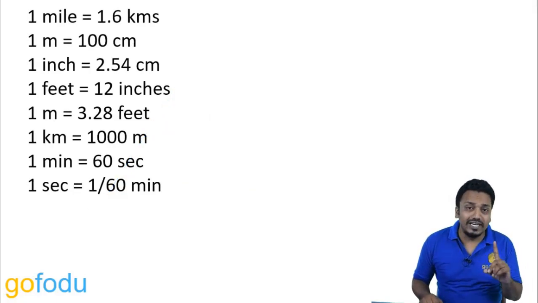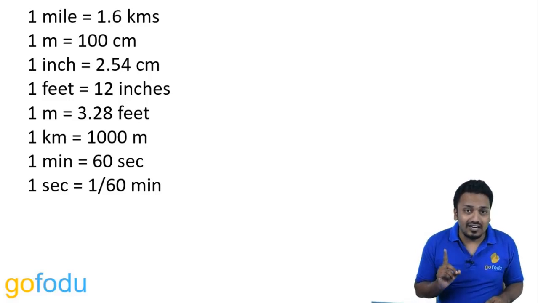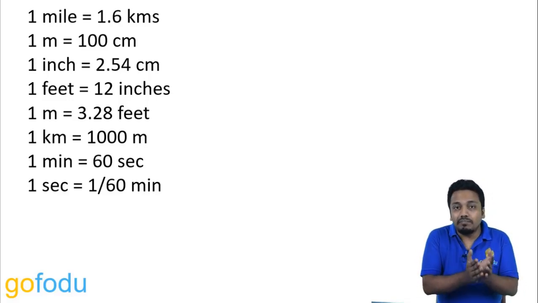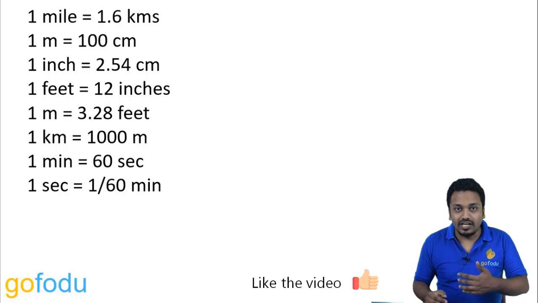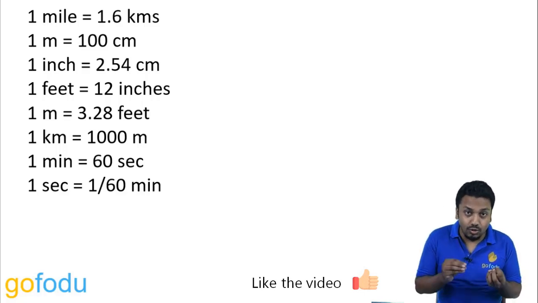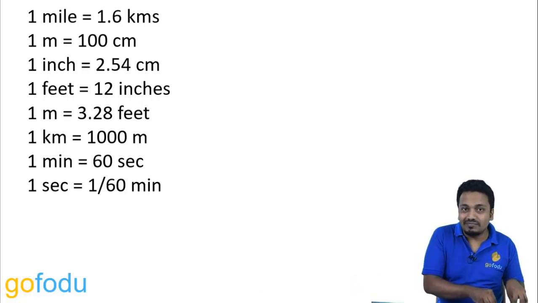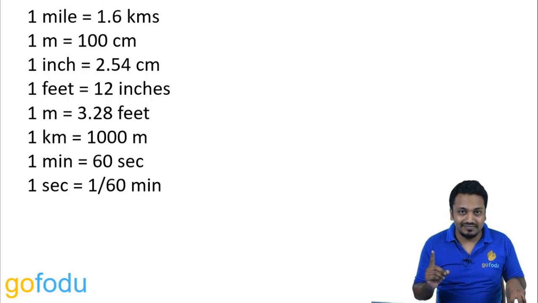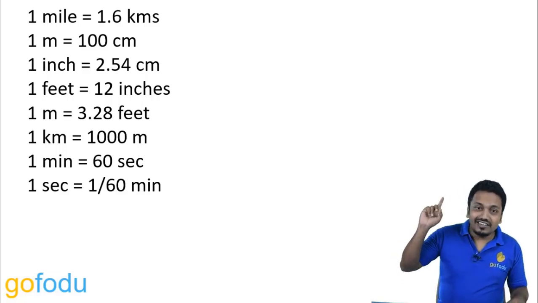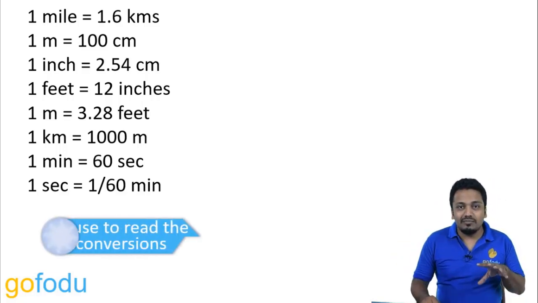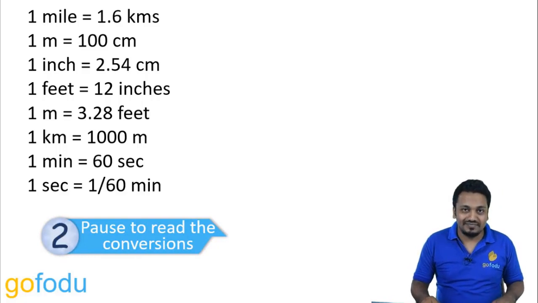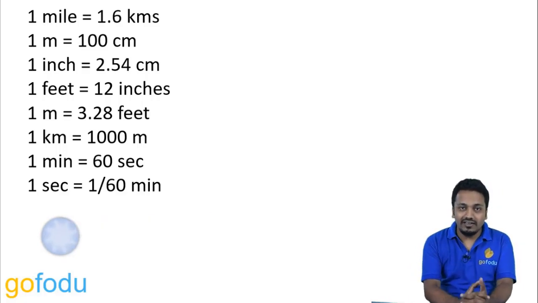If distance is in meter and time is in hour, speed will be in meter per hour, which you can convert to kilometer per hour, as you know that 1000 meters make 1 kilometer. Okay, and here are some other conversions that might come handy while solving questions. Pause and go through them one by one.